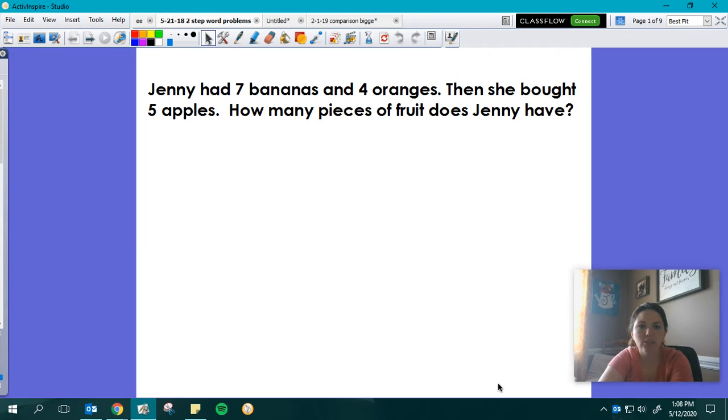Guys, Miss J here. Just wanted to review how to solve two-step word problems because that's what your independent work is going to be with today. So here's an example of one, and I'm just going to walk through the steps really quick. I'll probably do two examples.